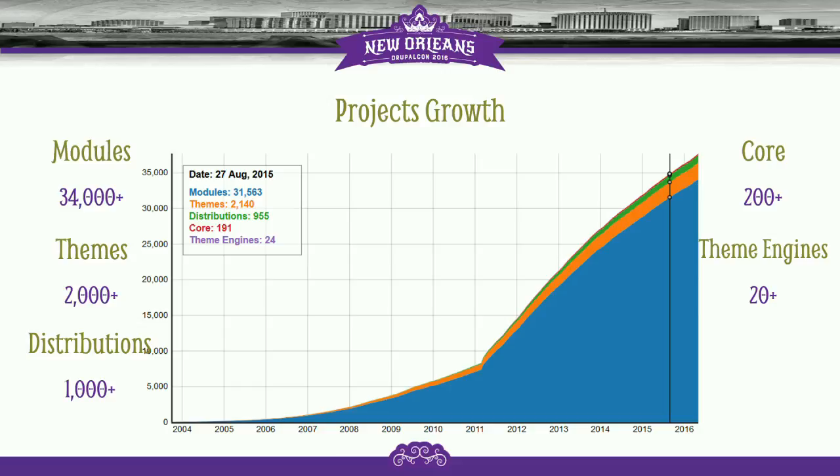Core projects are basically Drupal.org, Drupal core projects, which have been forked for testing and playing, and some 20 or so theme engines. On the website, you can filter out this data, but in this chart you can't really see it because most of it has been taken up by just the modules. You can see the difference between the modules and themes: there are almost 20 times more modules than themes.